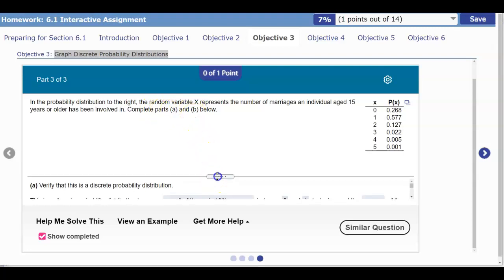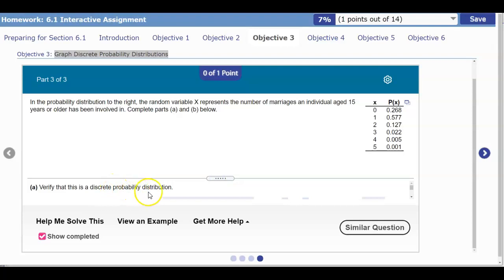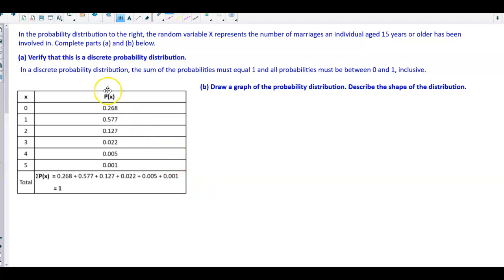Now the first question is asking us to verify that this is a discrete probability distribution. I have this table here, and it says in a discrete probability distribution, the sum of the probabilities must equal 1, and all the probabilities must be between 0 and 1 inclusive. If we look at each of the probabilities, 0.268, 0.577, 0.127, 0.022, 0.005, and 0.001, all of those probabilities are between 0 and 1 inclusive, so it satisfies that part.